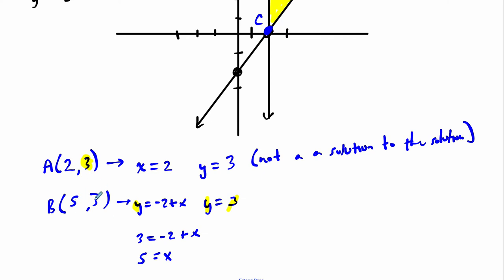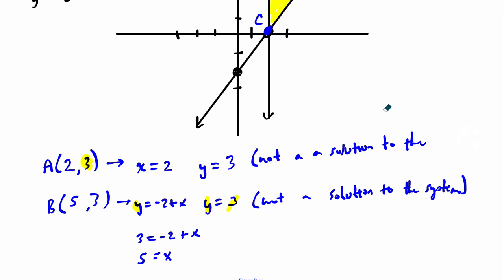And here, this point is also not a solution. Again, because the y value of this point, 3, is not less than 3. It's 3, so it doesn't work. It doesn't solve the system. And look at this, some typos here. It's not a solution to the system. Sorry about that.